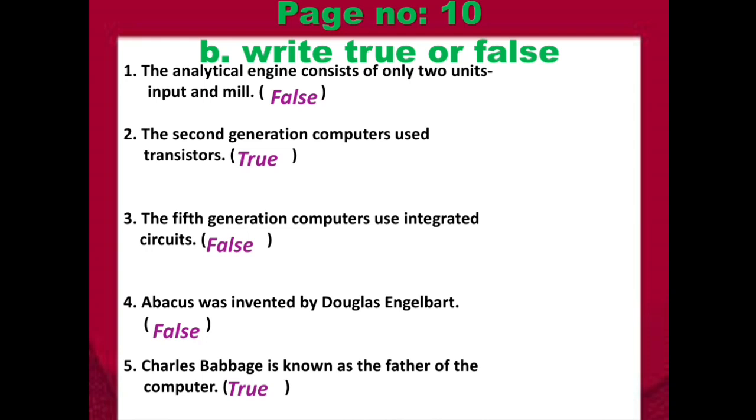The next one: the second generation computers use transistor. The statement is true. The fifth generation of computers use integrated circuits. False. Abacus was invented by Douglas Engelbart. The statement is false. Charles Babbage is known as the father of the computer. The statement is true. We will go for our next topic.